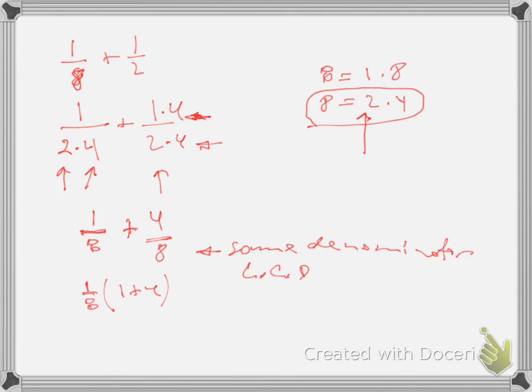Just put 1 over 8 and then 1 plus 4, which should be what? It should be 5 times that. But remember, when you multiply this here, you just multiply this way and this way. So the answer should be 1 times 5 is 5, and 8 times 1 is 8. And guess what? That's your solution there. Okay? That's your solution. And it is also in the simplest form. Why? Because you can't do anything else besides that.